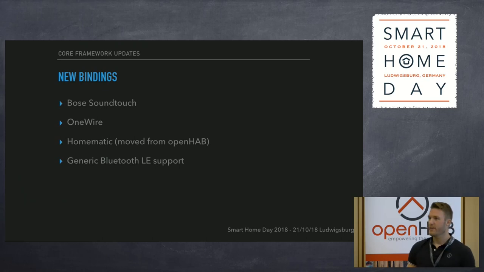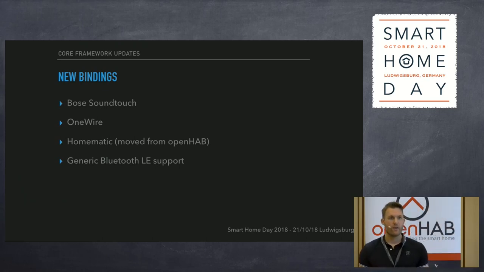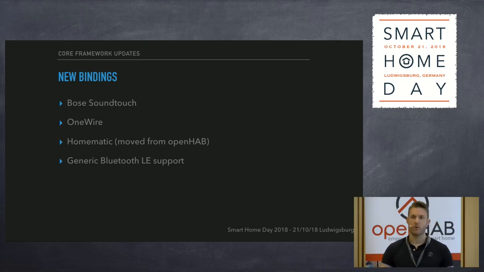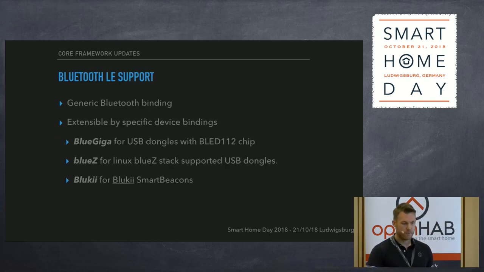Then the Homematic binding is actually not that new. I just wanted to mention that it moved from openHAB to Eclipse Smart Home, and now also has some commercial support, I would say. Well, not support, but it's commercially developed in the Eclipse Smart Home space. And the last one I want to mention is the generic Bluetooth Low Energy support. So we have a very generic binding which covers Bluetooth LE. And I want to give you some more details about that.